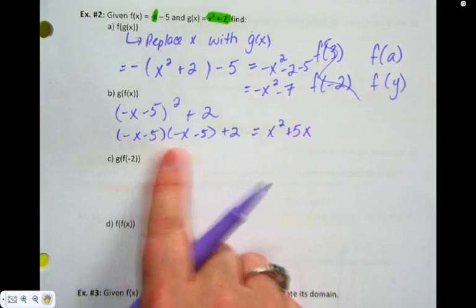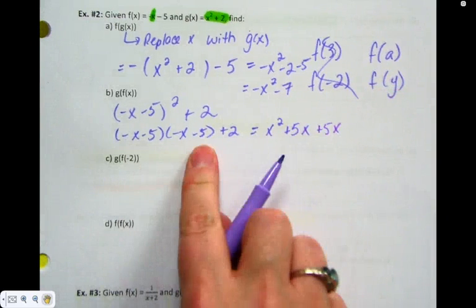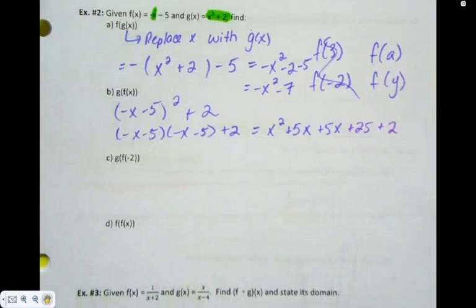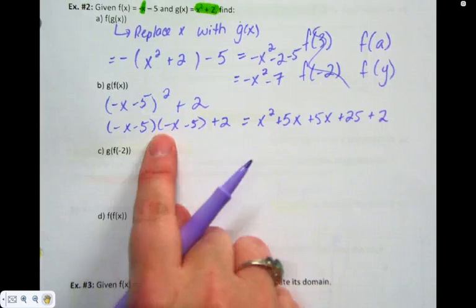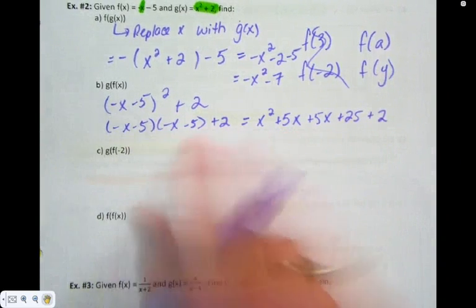The inside is negative 5 times negative x. And the last term is negative 5 times negative 5. And then I still have that plus 2 hanging around. So how is it that we had all these negatives and we have no negatives over here in the simplification? Because it's all negatives times negatives.